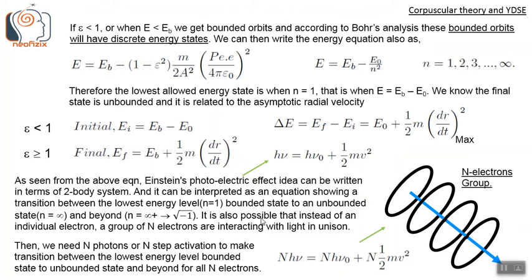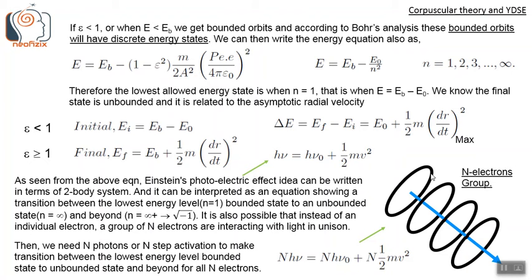So it is also possible that instead of an individual electron, a group of n electrons are interacting with the light in unison. So here this equation proposed by Einstein just shows an interaction of one photon with one electron. But it is possible that a group of n electrons are interacting in unison with the light. That is, if there is a group of n electrons which are acting together, then we need n photons or n step activation to make transition between the lowest energy level bounded state, to an unbounded state and beyond for all these n electrons.